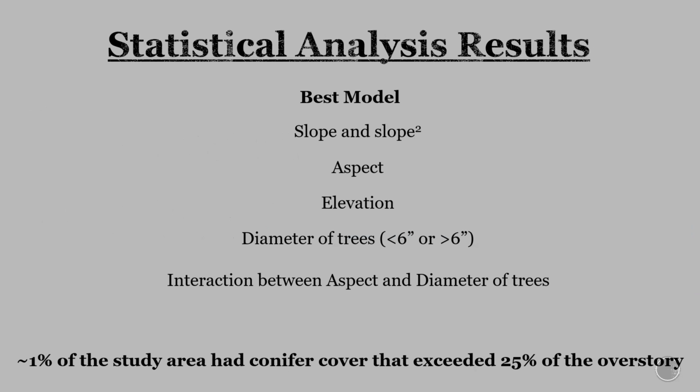And this is just showing what our best fit model chose to focus on. So again, we had our slope, aspect, elevation, and tree size. And then we added slope to the power of 2, and then interactions between the aspect and diameter of trees. What we did not include was the vegetation type, because what we found was that less than 1% of the study area had conifer cover that exceeded 25% of overstory. So unfortunately, we weren't able to apply that or get an answer.